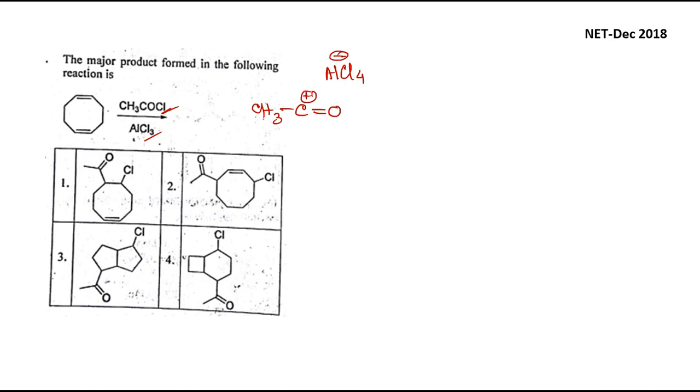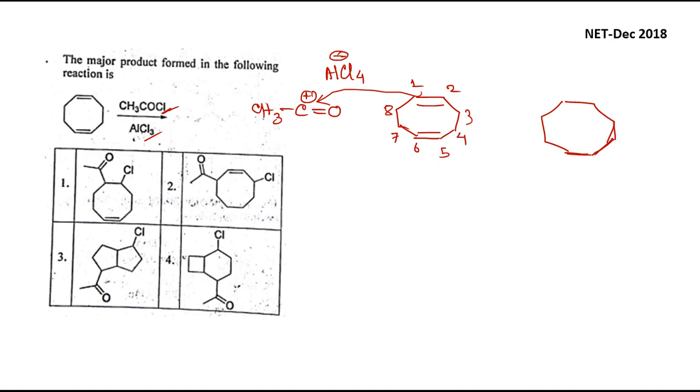Now we have this 8-membered ring where we have 2 double bonds. If any of these bonds attacks the C+, then a positive charge will be generated on the other carbon of that double bond. So suppose this is 1, 2, 3, 4, 5, 6, 7, 8. So this is an 8-membered ring. Suppose COCH3 is attached here. Then the positive charge will be generated at the 2 position. At 5, 6 there is a double bond, then 7, then 8.